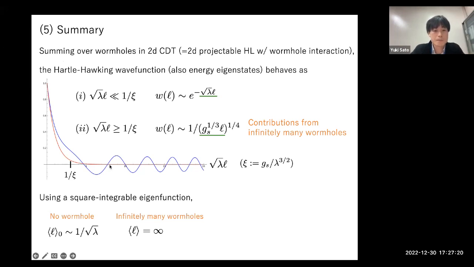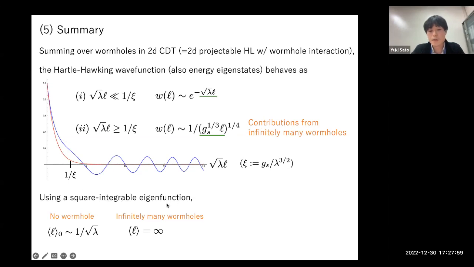And the behavior looks like this. And when the size of the universe is very small, then the wave function is very close to that of the wave function without wormholes. So it decays exponentially. And this decay is governed by the cosmological constant. However, once the size of the universe becomes big enough, then it starts oscillating. And its behavior is governed by the string coupling constant. And also we have a set of square integrable eigenfunctions.